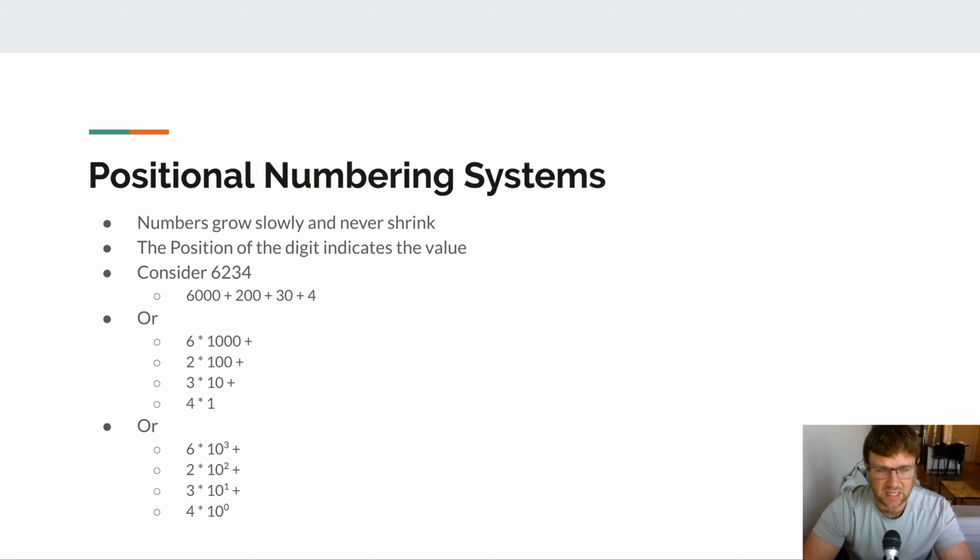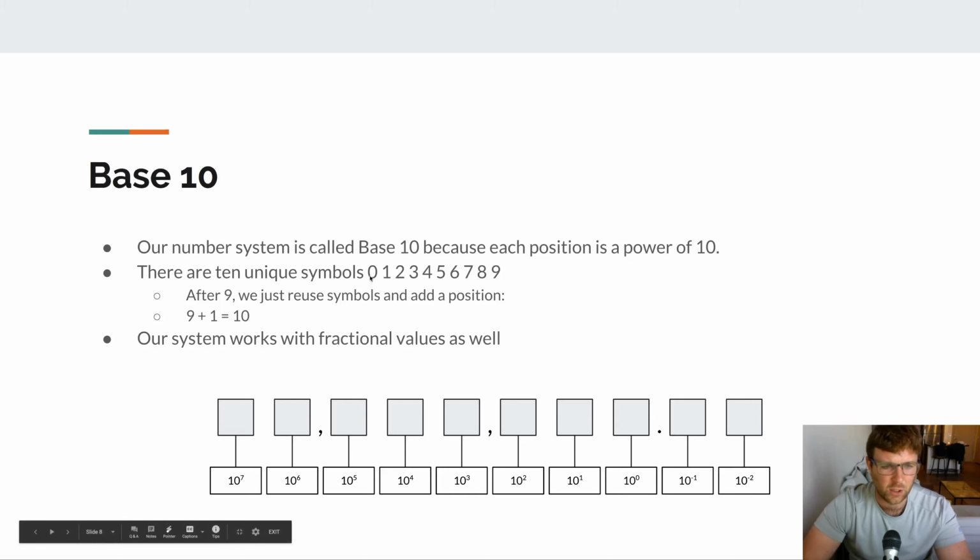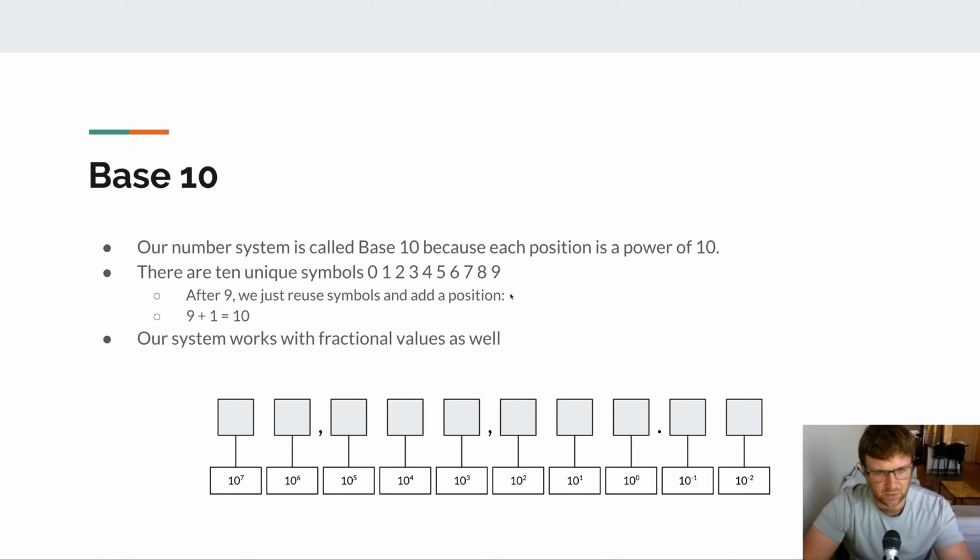That's how our decimal system works. Decimal just means base 10. It's base 10 because each new position is an increasing power of 10. We also have 10 unique symbols: the numbers 0, 1, 2, 3, 4, 5, 6, 7, 8, and 9. After 9, we just start reusing the symbols, and we add a position. So 9 plus 1 is 10. We have a different word for it, but we're really just reusing those same digits. Now we're saying this is back to 0, and we add a new position and we add 1 there.